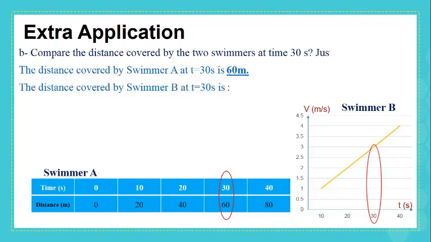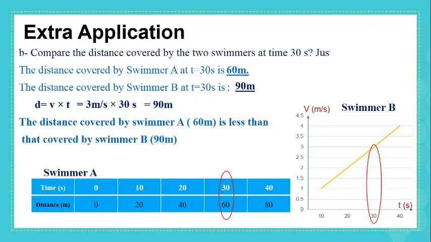The speed of the cyclist at time 30 seconds is equal to 3 meters per second as shown in the graph. So 3 meters per second times 30 seconds, the answer will be 90 meters. So the distance covered by swimmer B at time 30 seconds is 90 meters. By comparing the two values, the distance covered by swimmer A, 60 meters, is less than that covered by swimmer B, 90 meters, at time 30 seconds.